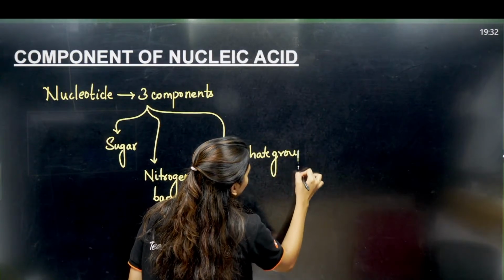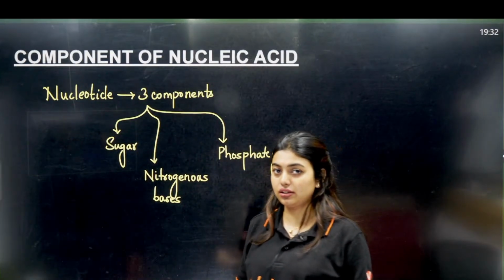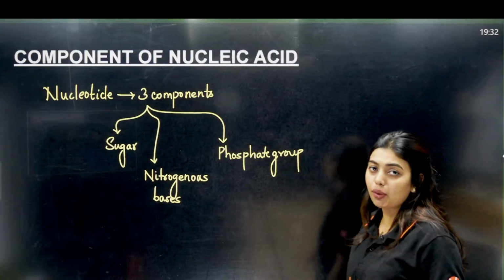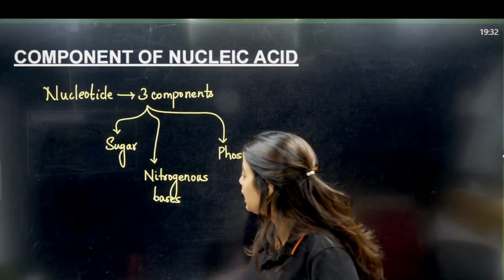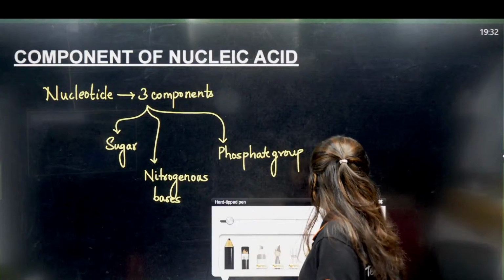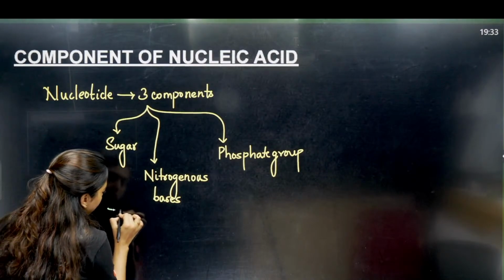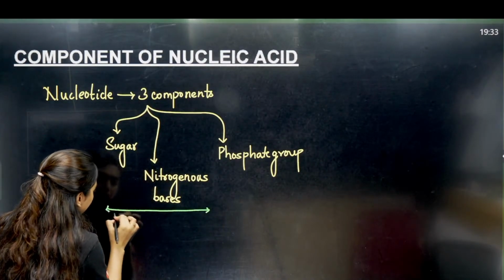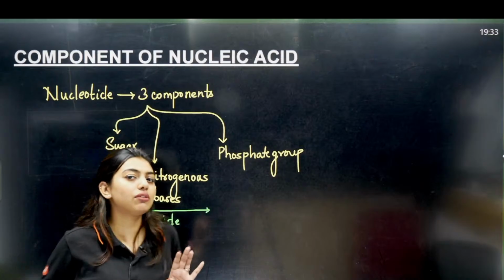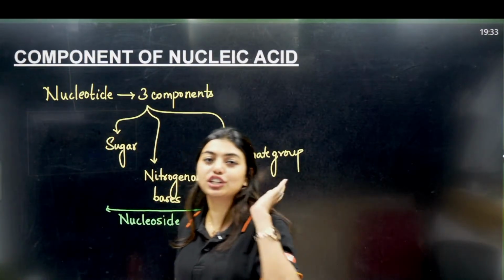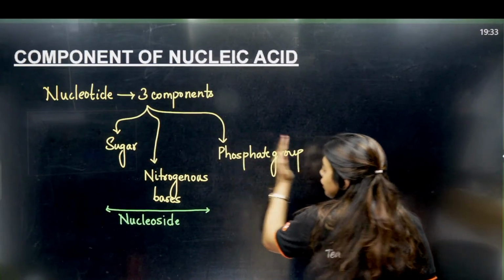So what did I say? I told you that DNA is made up of many nucleotides coming together, and that is going to form a DNA structure. And I am also telling you that nucleotides are made up of 3 components: sugar, nitrogenous base and phosphate group. Now all of you have to remember one word: sugar plus nitrogenous base together we can call a nucleoside, because you are pushing the phosphate group to one side.